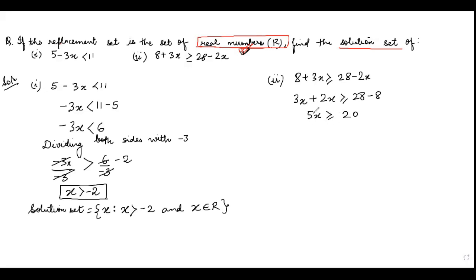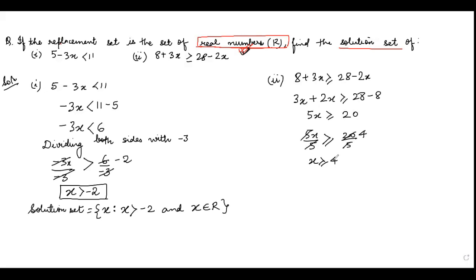So we have 5x, both sides we will now divide with 5. So 5x divided by 5, 20 divided by 5. We have divided with a positive number, hence the inequality sign remains the same. Greater than or equal to only remains. 5 5 gone, 5 4s are 20. So x greater than or equal to 4.